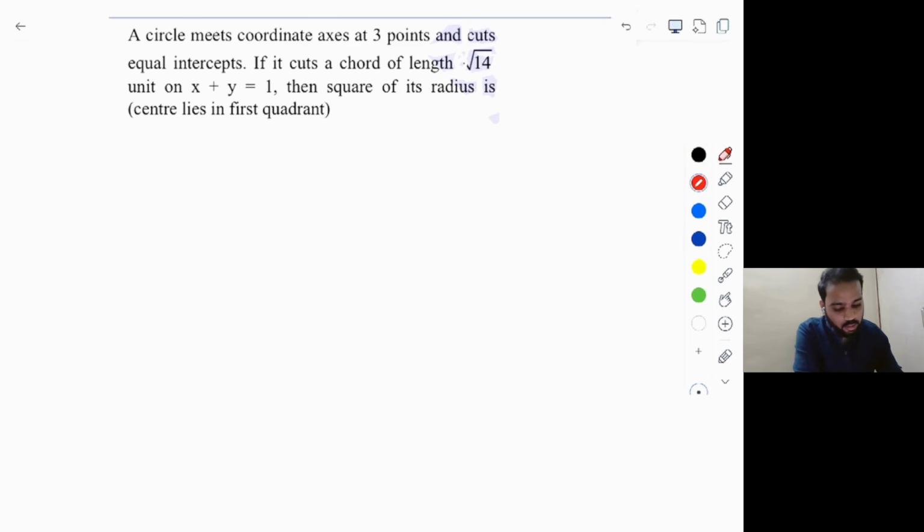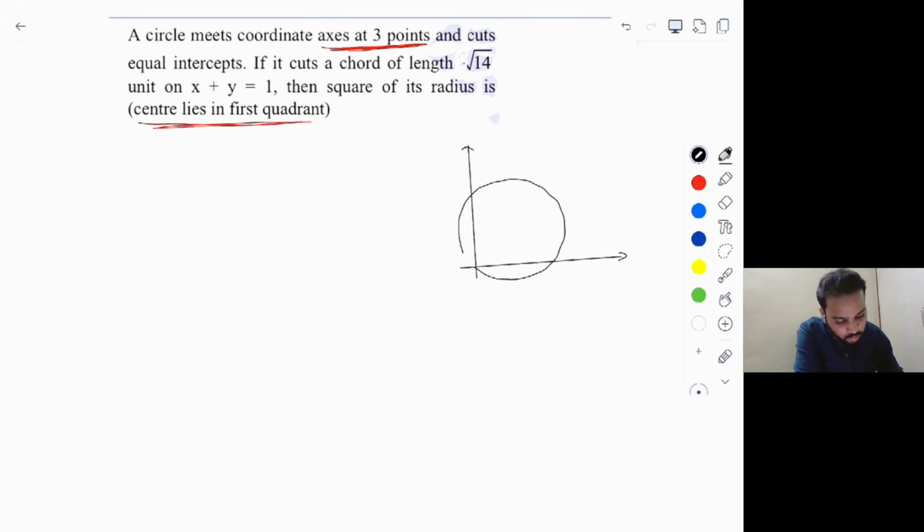A circle meets coordinate axis at 3 points. So coordinate axis and also circle are having 3 points of intersection, and moreover center is also lying in the first quadrant, right? So first thing, I'm going to draw a rough diagram, then I will draw a proper diagram. Okay, don't worry about that, because I'm going to make one important conclusion here which some of you might have already noticed, and for the rest of them, observe this carefully.